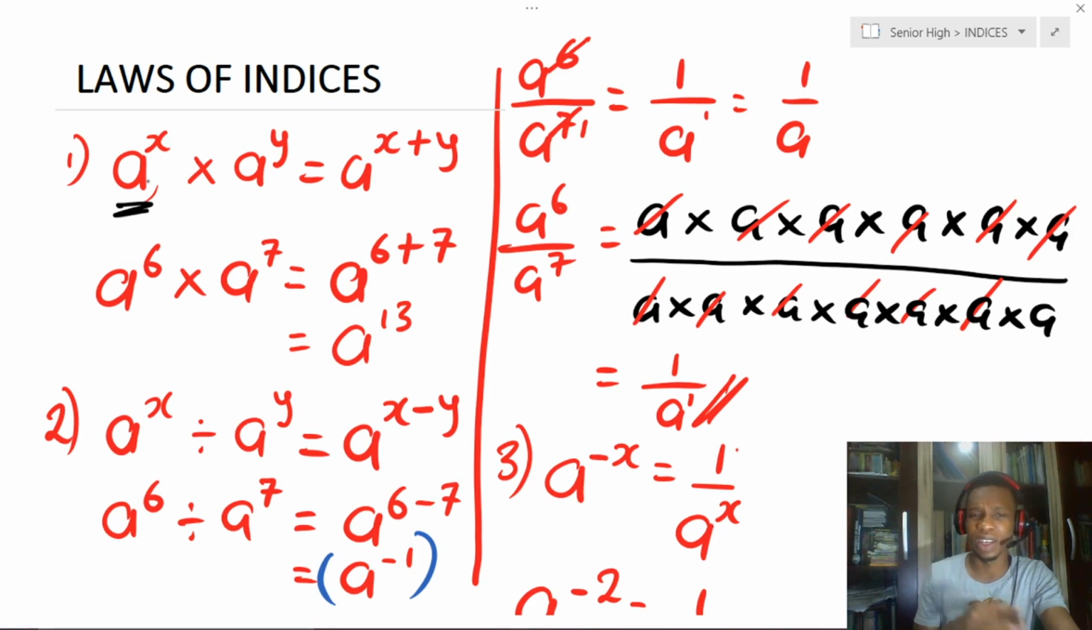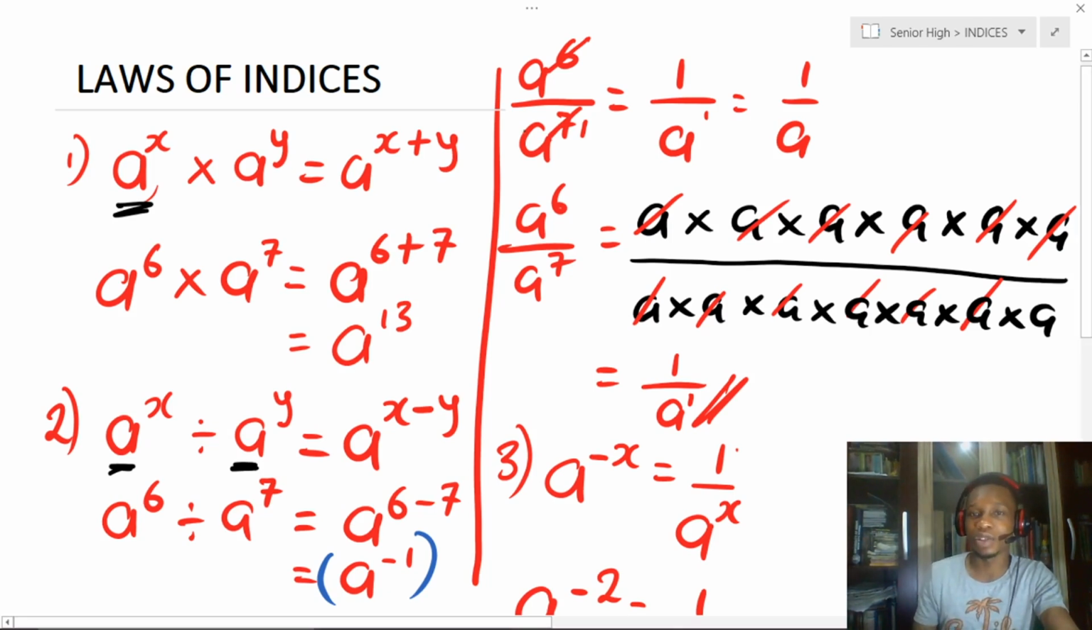Next, we talked about the subtraction law, which is this one down here, number 2, which tells us that whenever we have a division sign, that two bases are dividing each other, we just do what? Pick one of the bases again and then we subtract the index.